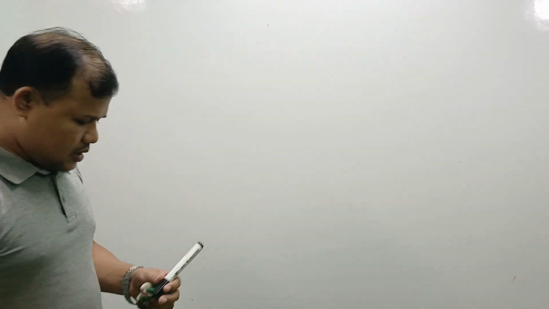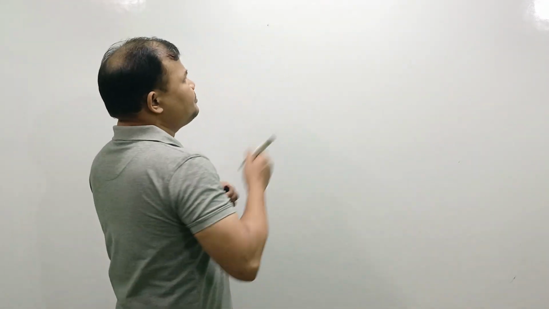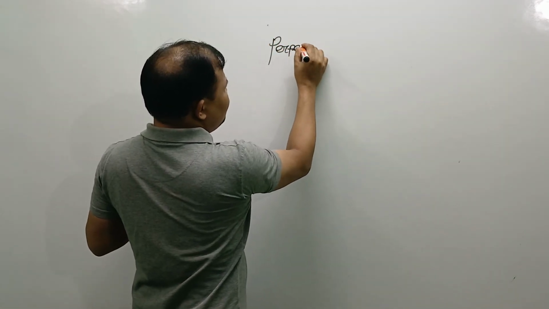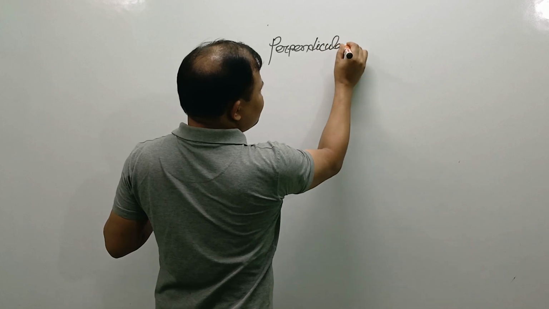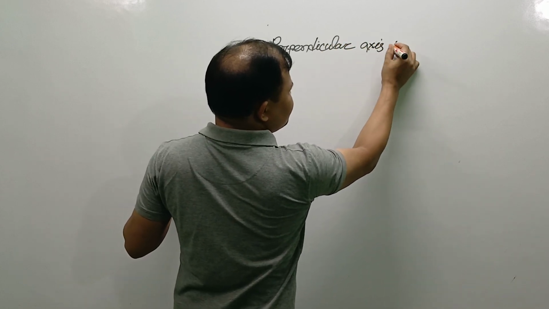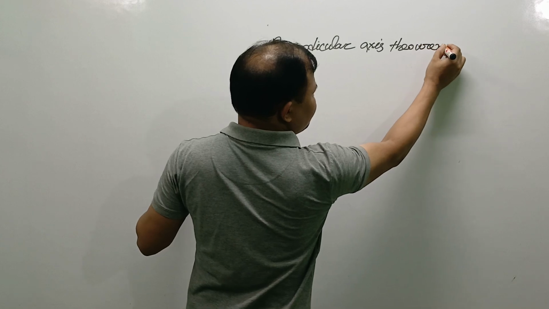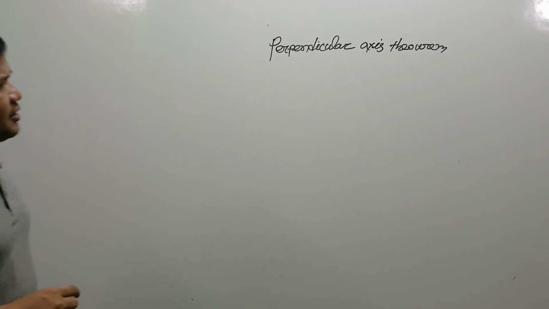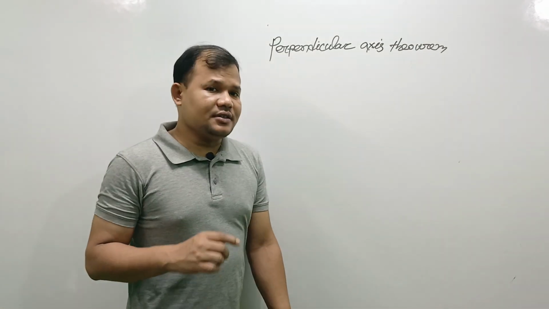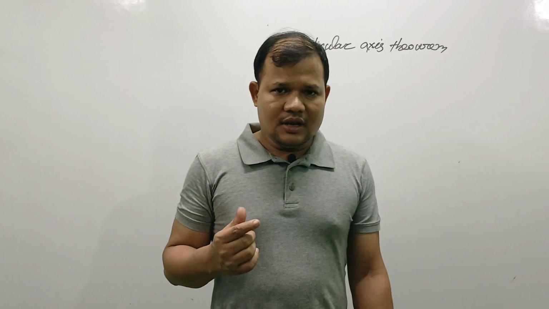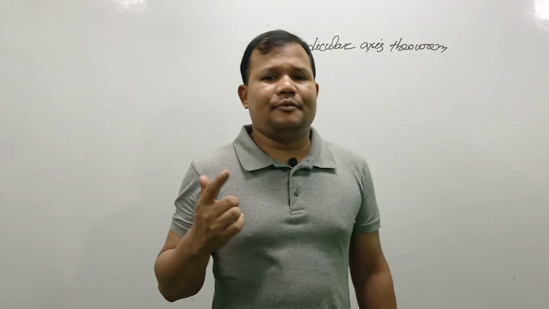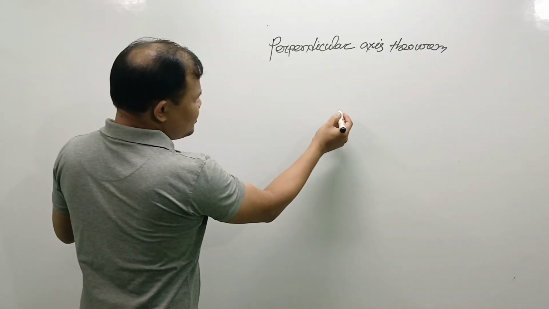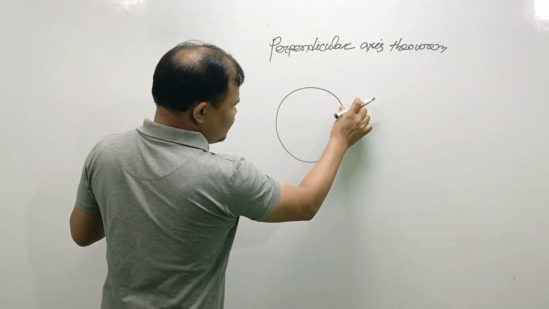Okay, our topic is the perpendicular axis theorem. My dear students, in case of applying the perpendicular axis theorem, always remember you must draw two perpendicular axes. Suppose in case of a circular disc, suppose this is a circular disc.